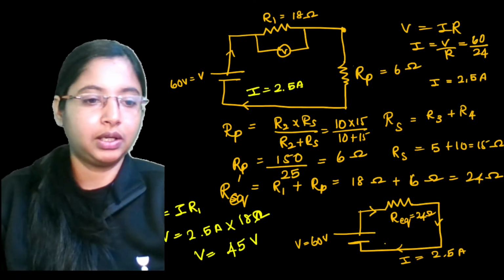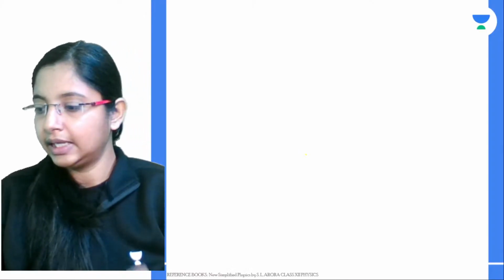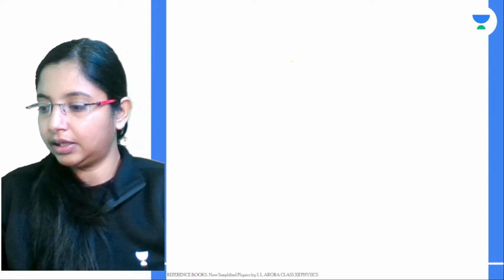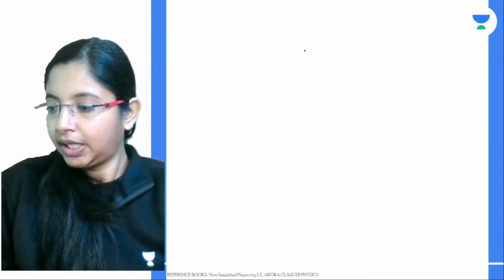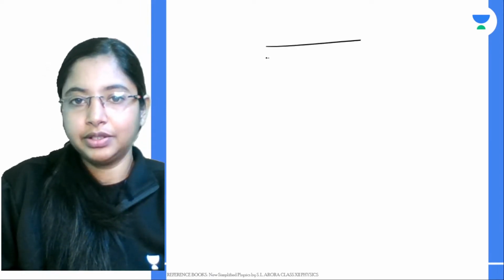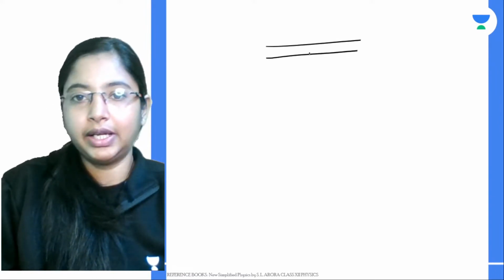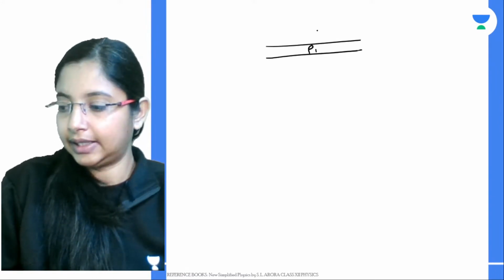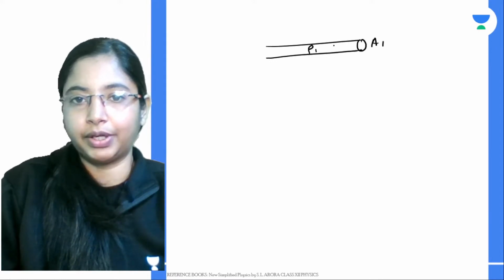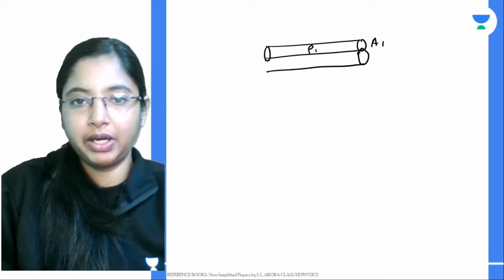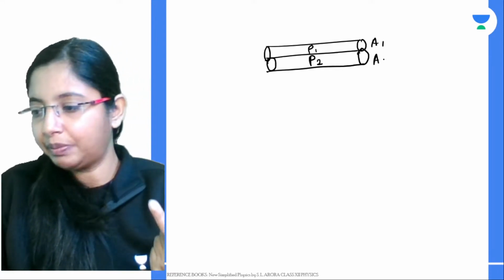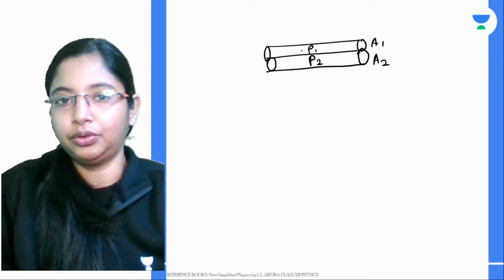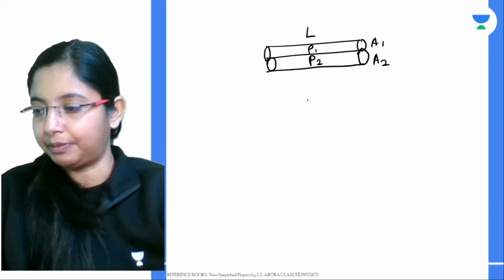Okay, now let's do one more question. Let's say we have two metallic rods. This particular rod has a resistivity rho 1 and an area of cross section A1. And we have another rod made out of another material, so it has a resistivity rho 2, and it has an area of cross section A2. But if you see, the length of both the rods is the same.